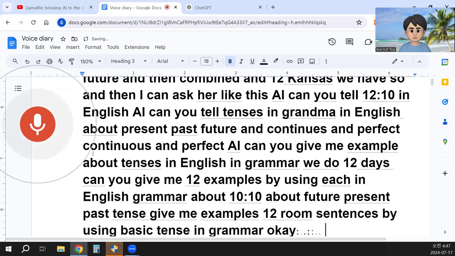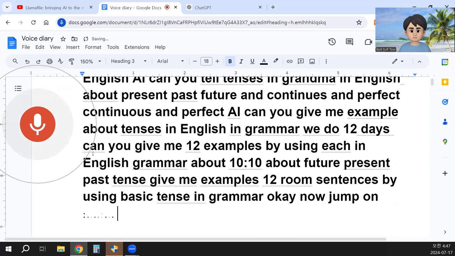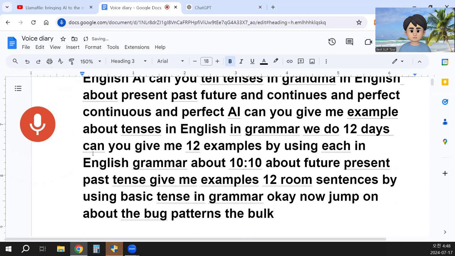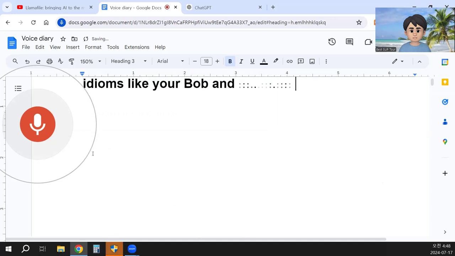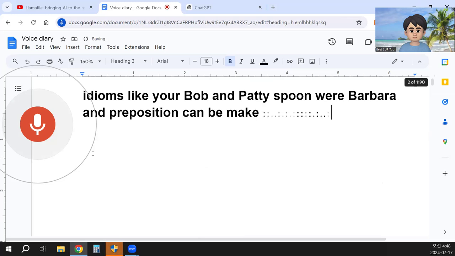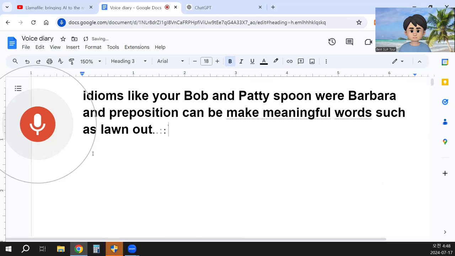Okay, now let's jump to the verb patterns. The verb pattern is very simple, and a simple verb can make a sentence. And also, in English, many idioms like verb and participle, or verb and preposition, can make a meaningful word, such as look out, put on, put out.